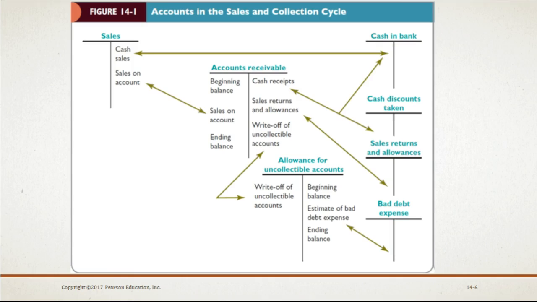Here, we have an illustration of the way accounting information flows through the various accounts in the sales and collection cycle. This figure shows the 5 classes of transactions in the sales and collection cycle as mentioned in the previous slide. It also shows that with the exception of cash sales, every transaction and amount is ultimately included in one of 2 balance sheet accounts, the accounts receivable or the allowance for uncollectible accounts. You can find Figure 14-1 on page 448 of your textbook.